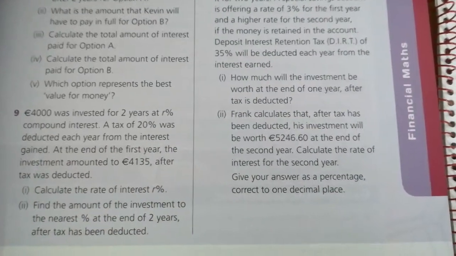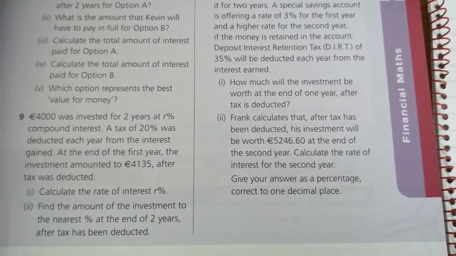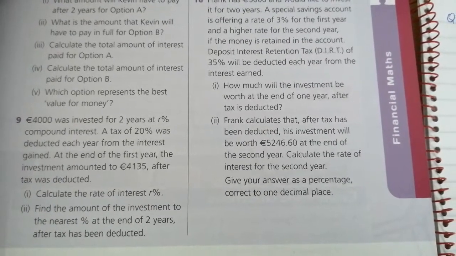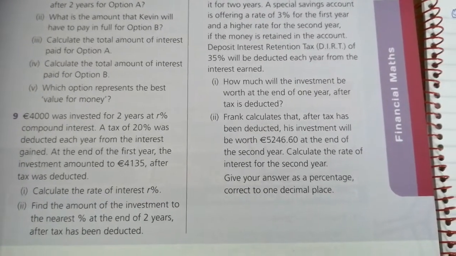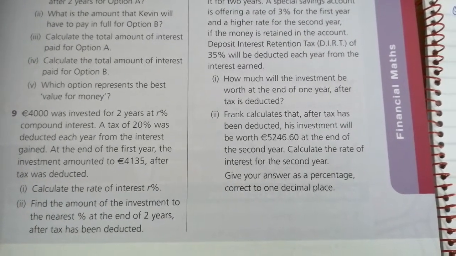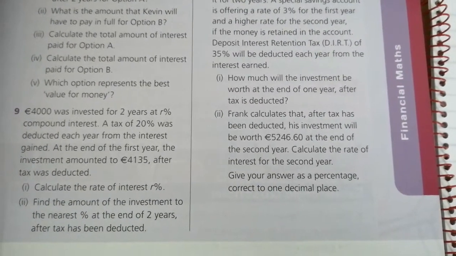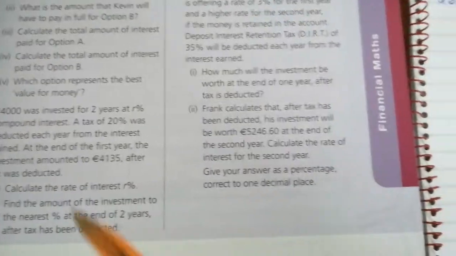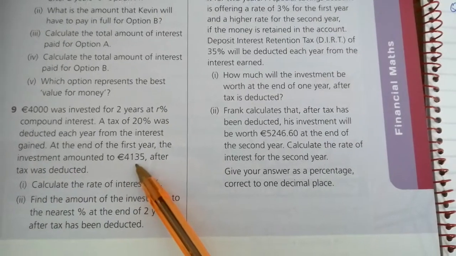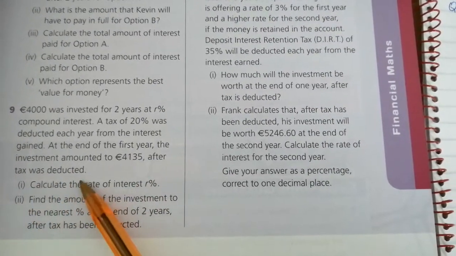So what they're saying is that you earned interest each year, but the government likes to take a chunk of any earnings, whether it's an employee's wages or earnings from an investment. So 20% of that interest that you earn each year from your investment is taken by the government. At the end of the 1st year, the investment amounted to this amount after tax had been deducted.